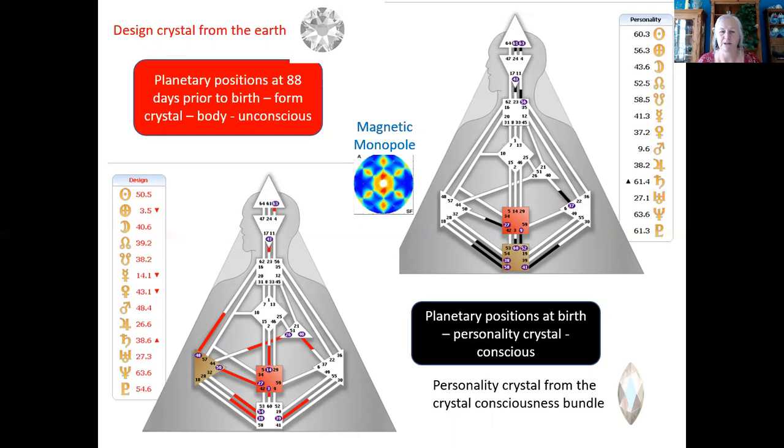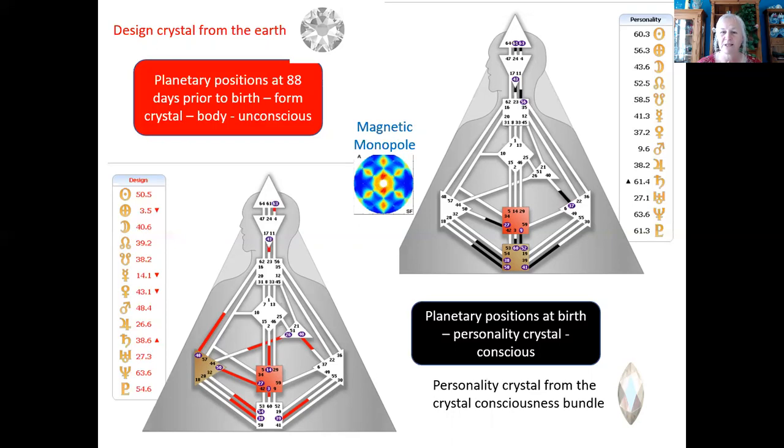88 days prior to your birth. And no, it doesn't matter whether you were born prematurely, it doesn't matter how you were born, this just all works out. And then the black numbers are the planetary positions at the actual time of your birth.